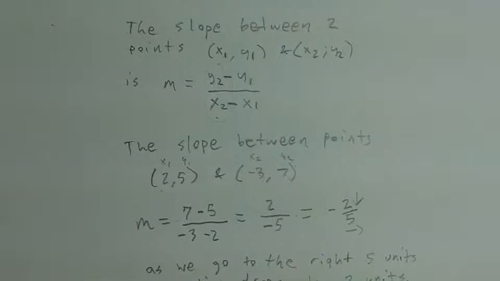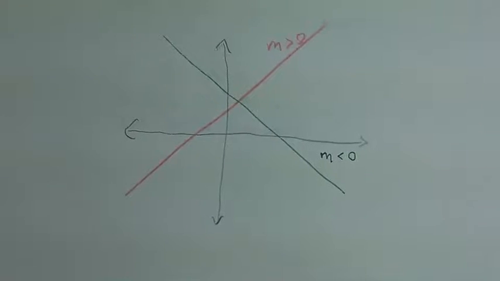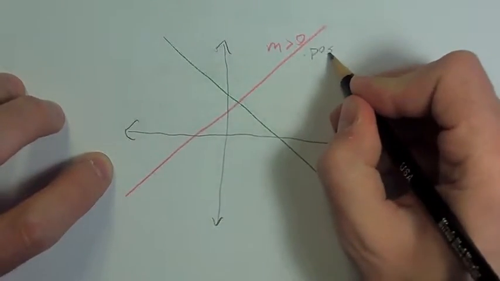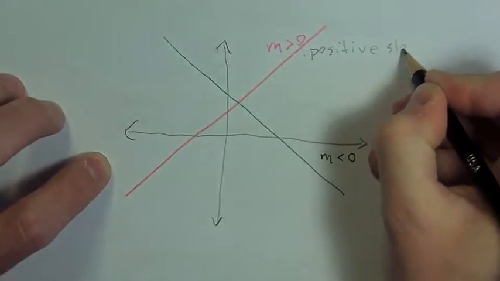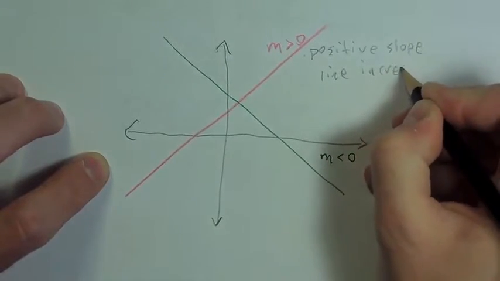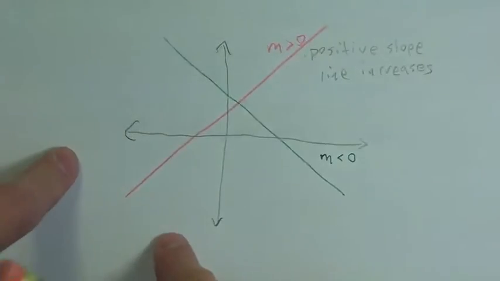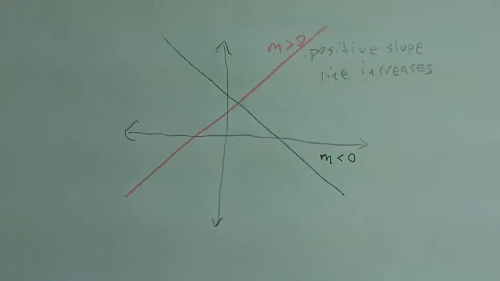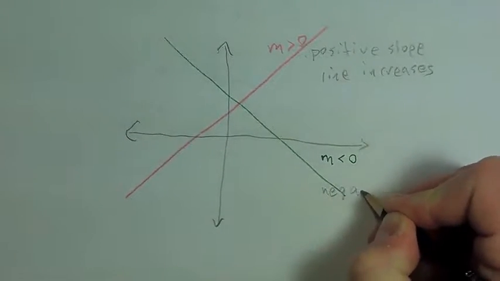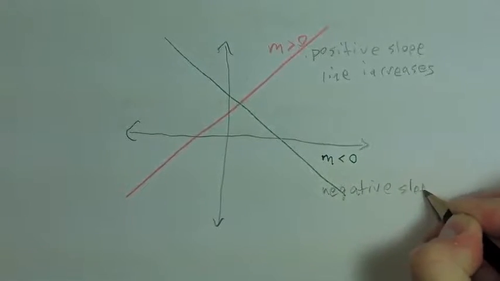Let's take a minute to talk a little bit about what the positive and negative means. Okay, so if the slope is positive, okay, positive slope means the line increases as we go along. Right, as we go from left to right, the line is heading upwards. That's what a positive slope gives us. A negative slope, the line decreases.